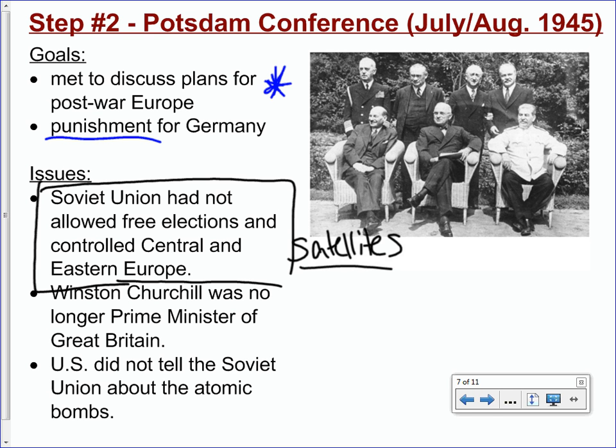Now, he had a lot of reasons for doing this. One is he felt that the other allies were trying to limit the spread of communism, so he felt that having those countries would be a buffer, would provide him some kind of protection against the allies.